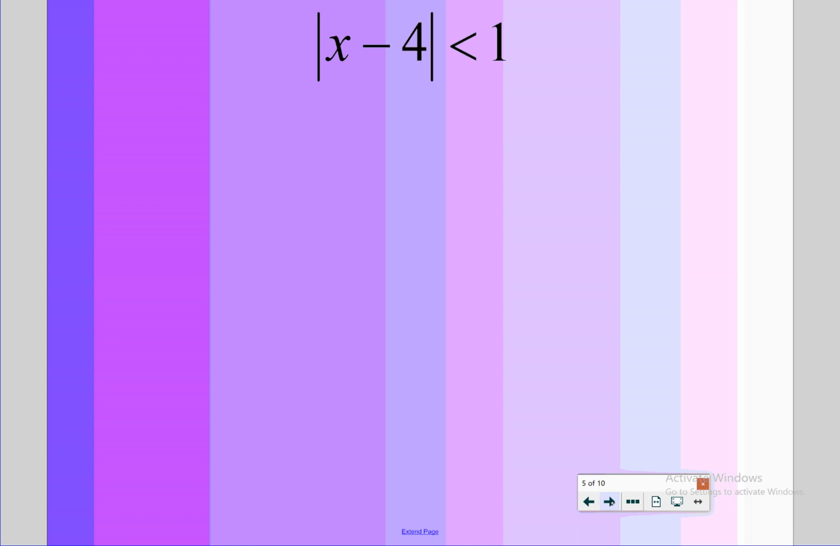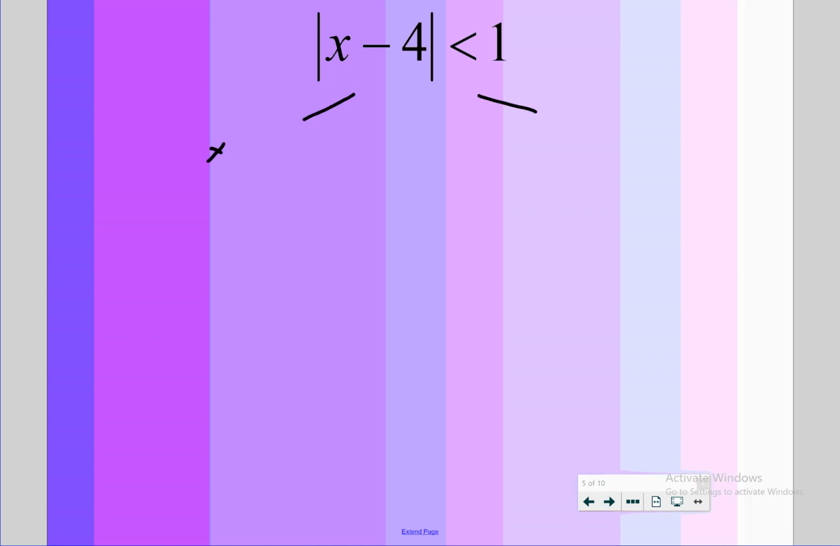Absolute value of x minus 4 is less than 1. Is my absolute value alone? Yes, there's nothing added, subtracted, multiplied, or divided by that absolute value. Now, there's stuff inside it. My x isn't alone, but the absolute value itself is alone. So we're good to go ahead and split it into two pieces.